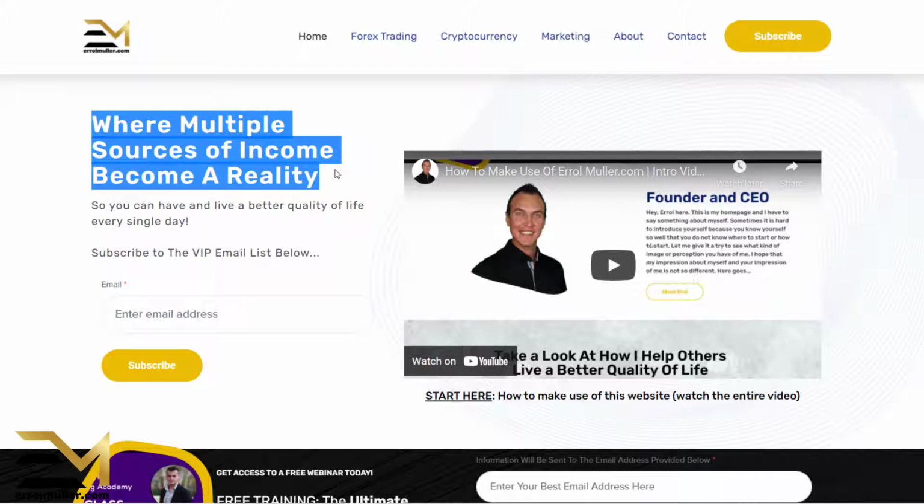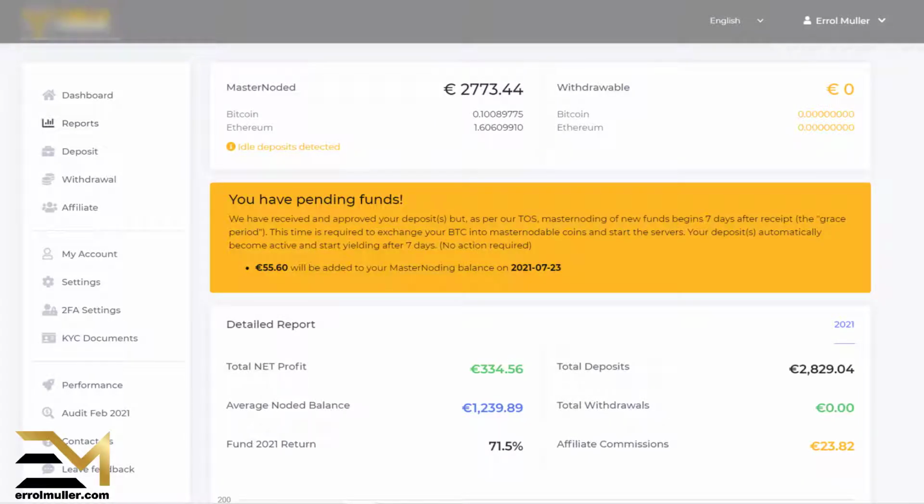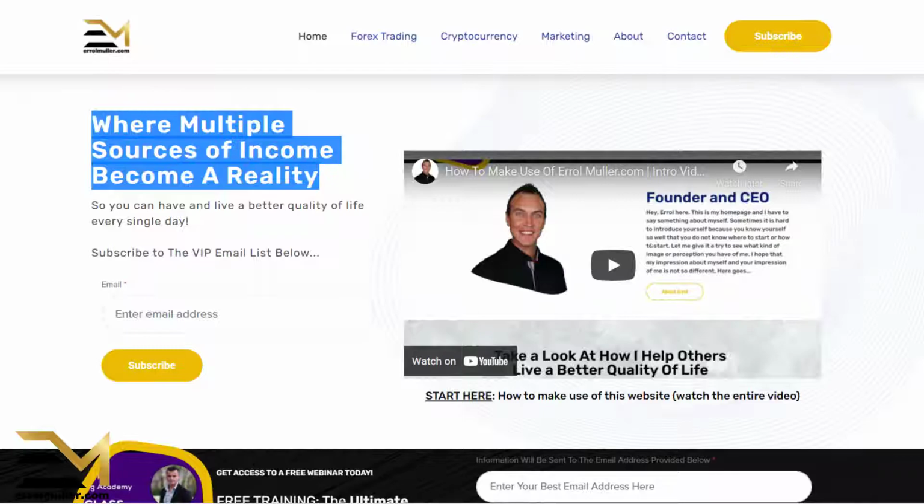So I've literally started this website to show you not just one source of income, because this right here is one source of income. This is multiple sources of income. So imagine you had not just one investment going, but you had like 3, 4, 5 investments going that are literally all of them returning between 5 to 15% up to 30% per month.